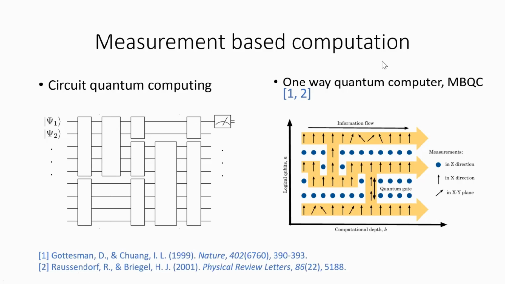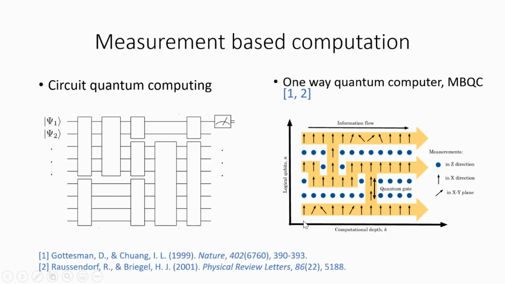But there's another way to do quantum computing, and that's called one-way quantum computing. Instead of having an input state and some gate applied to it, you produce a large state with nodes like this. And each of these nodes is correlated to all the other nodes. And instead of applying gates to it, you will just do single mode measurements.